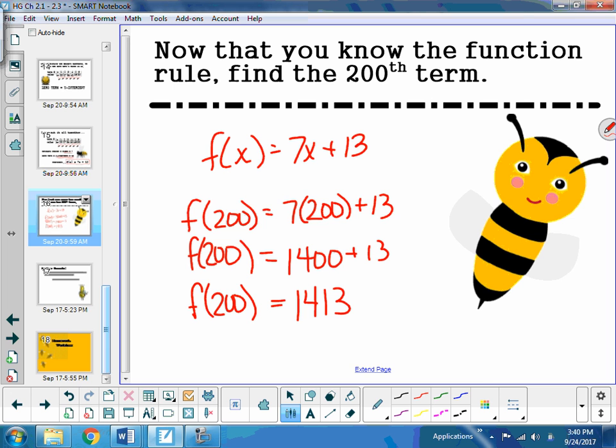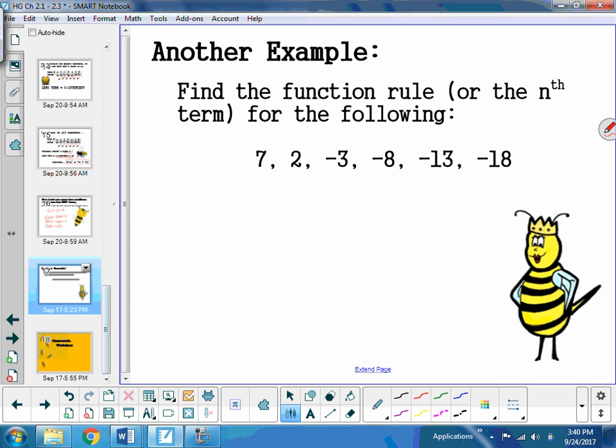Hopefully you did this before. I think last year I remember students saying they did a lot more of that in Algebra 2, so hopefully that'll be easy for you. So let's work on finding our function rule. We're just going to work on finding the function rule.